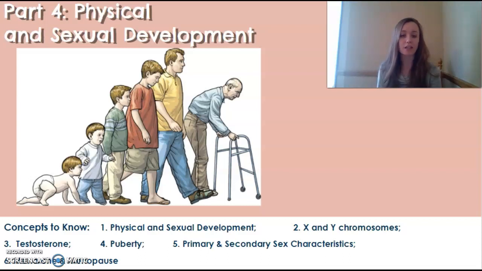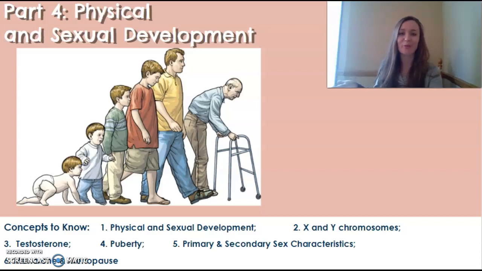The next term is testosterone. A lot of times students are familiar with this term and really only associate it with males, but testosterone is a hormone that is found in both males and females. The additional amount found in males actually stimulates the growth of the male sex organs during fetal development, and also some of those secondary sex characteristics that occur in puberty.